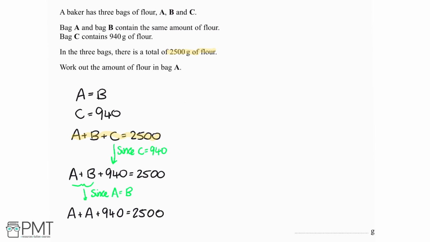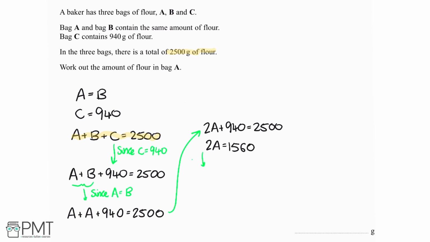So what we've now got is an equation which has one unknown, which is A. So we can solve to work out its value. So cleaning up the equation a little bit, we've got 2A plus 940 equals 2,500. Now if I subtract 940 from both sides, we're going to get that 2A is 1,560. Now I'm going to divide both sides by 2.